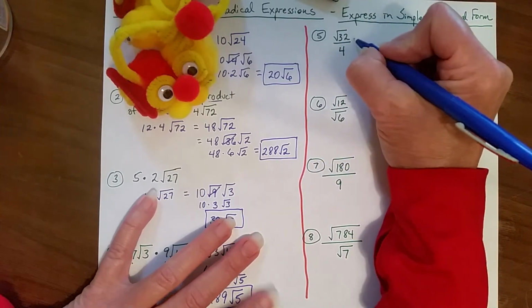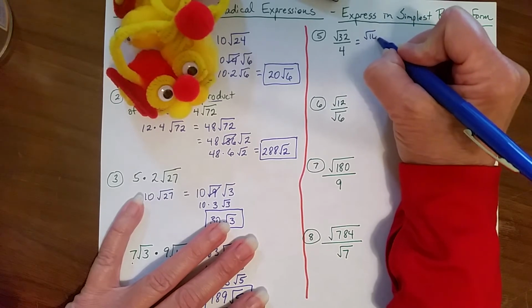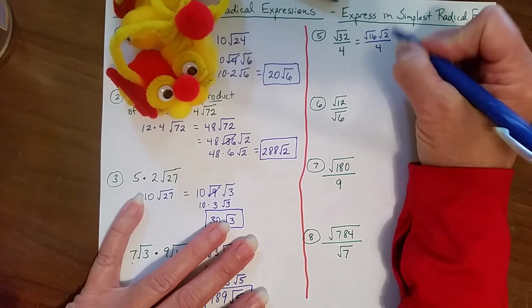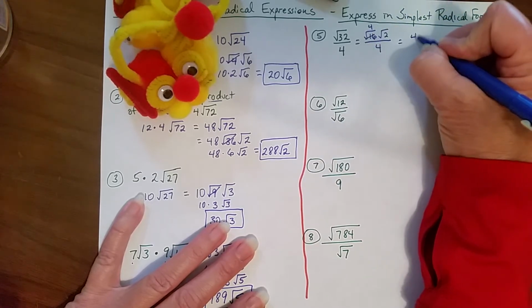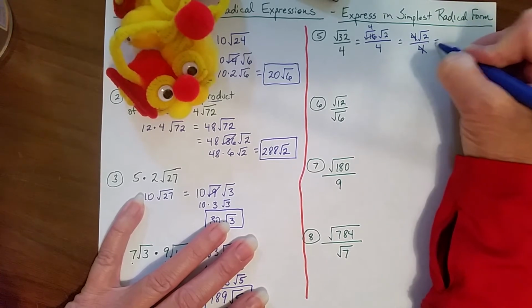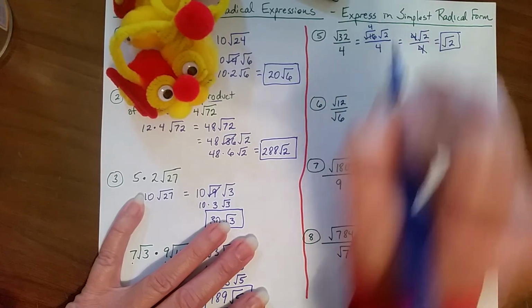What you're going to want to do is simplify the square root of 32. So that's going to be the square root of 16 times 2 over 4. Now we know the square root of 16 is 4. So that's 4 root 2 over 4. Now the 4's cancel, so you just end up with the square root of 2. And that's going to be your final answer simplified.